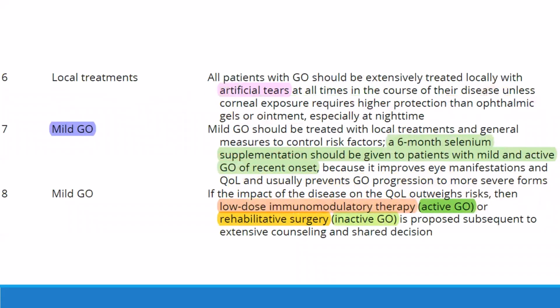A local treatment like artificial tears is recommended for all patients. For mild Graves' orbitopathy, a trial of selenium is advised: 6 months of selenium supplementation should be given to a patient with mild and active Graves' orbitopathy of recent onset. And also, if the disease affects quality of life, then low-dose immunomodulatory therapy in active Graves' orbitopathy, or rehabilitative surgery in a case of inactive Graves' orbitopathy, is recommended.